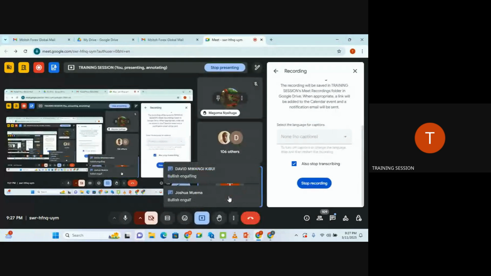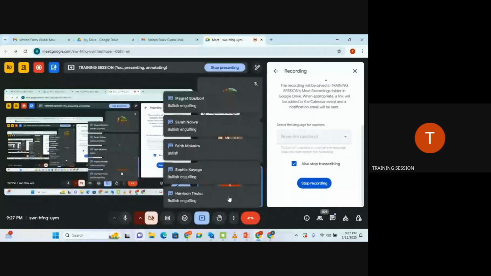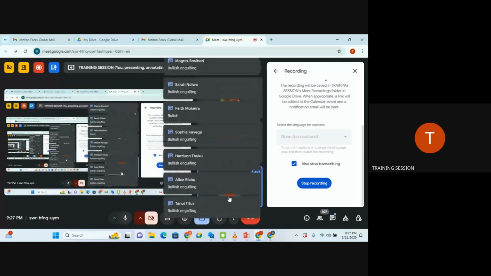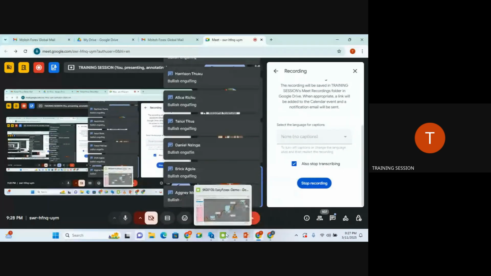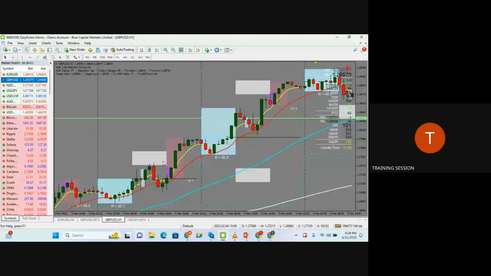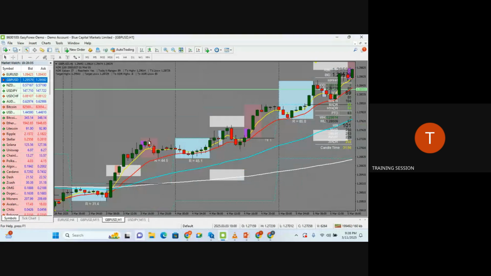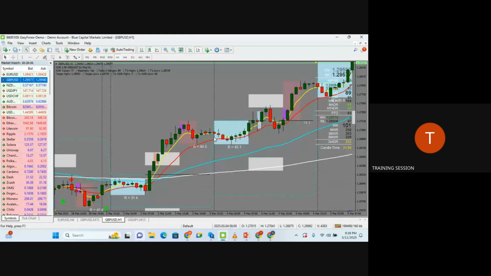David Mwangi, Kibu, bullish engulfing, Joshua Mwena. Where are the rest? I'm seeing two answers. Mosire Sarandiwa, bullish engulfing, Okira bullish, Sofia Kayega, Harrison Tuku, Alice Richu. All are saying bullish engulfing. Just try. Don't just be in the meeting without following. Kindly try and follow. Now let's give this one as our last one.